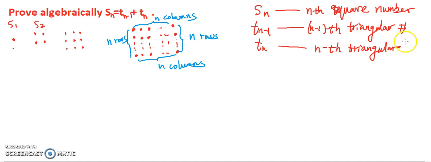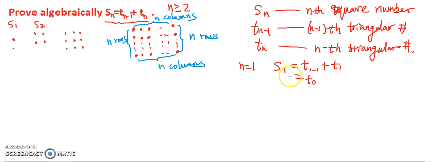So notice that we have to require n to be at least equal to 2, because suppose n equals 1, then we replace every n in this formula by 1, then we get S1 equals T1 minus 1, which will be 0. So we're trying to prove S1 equals T0 plus T1. We know there's no such number as T0. The triangular numbers, all the figure numbers, start with 1. Okay, so that's why we have to make sure n is at least 2.